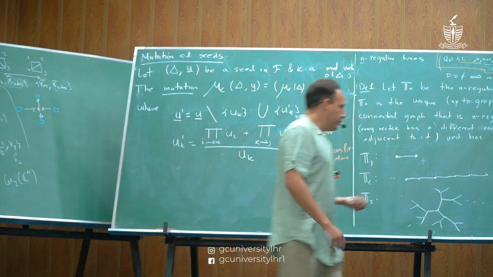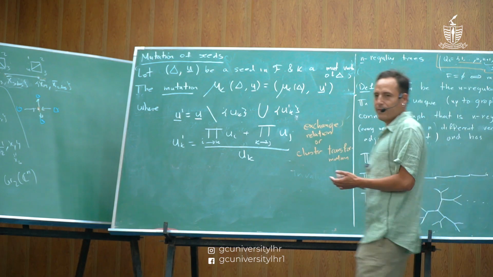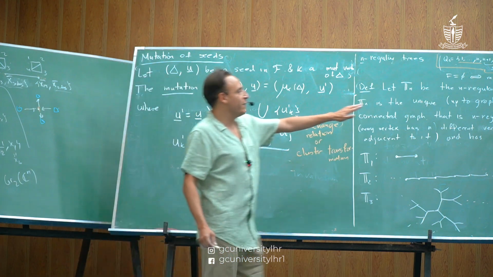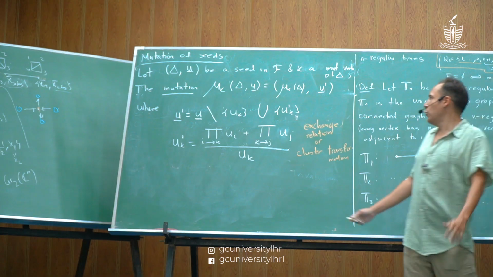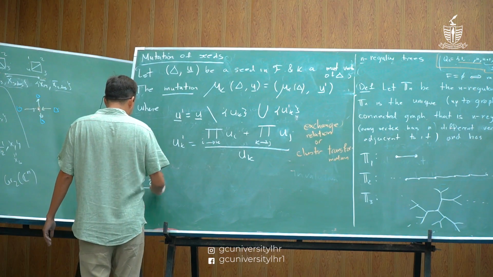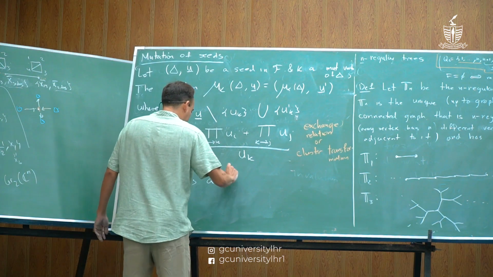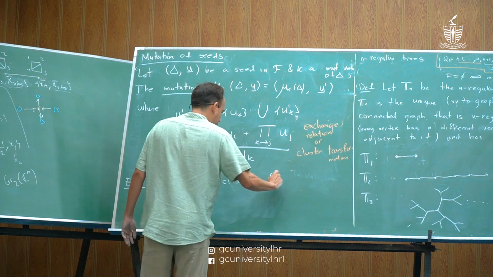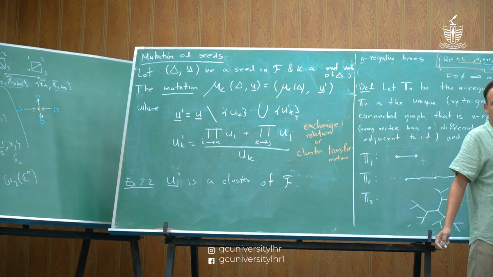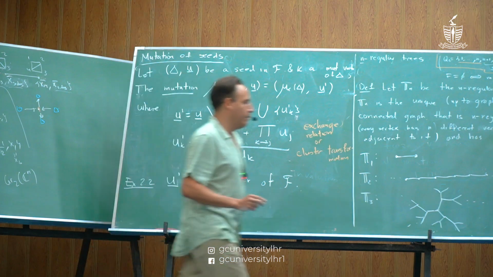Okay, so maybe I will give an example. First of all, there's something to check, right? I gave a definition of what a cluster is, right? So this new guy has to be a cluster. So the second thing to check is that U prime is a cluster of F, okay? So this U prime should satisfy these two conditions, okay? Perfect. So let me just give an example now.